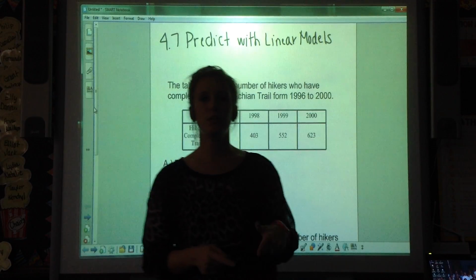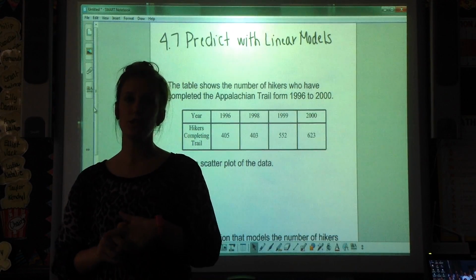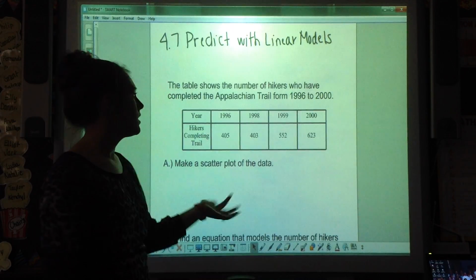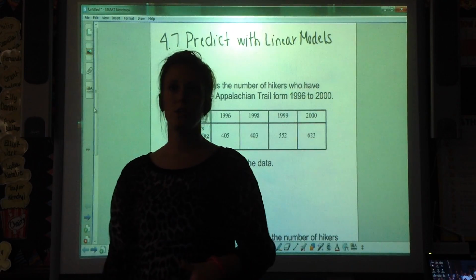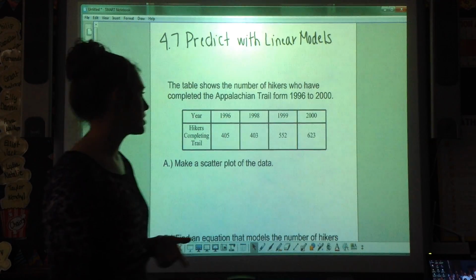This lesson is going to piggyback off of the last lesson. In the last lesson we learned how to write an equation for a set of data. Today we're going to use that equation to answer a question about the future. We're going to predict the future.